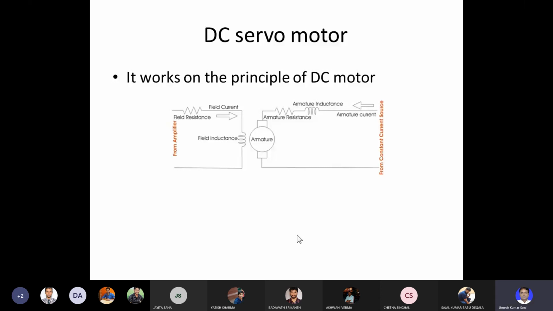So when we have a fixed armature supply, fixed voltage on the armature terminals, and whenever we change the field supply, depending on the magnitude of the field supply, there will be the rotational speed. Because for a fixed field supply, the armature voltage can be changed. So depending on the armature voltage, the speed can be changed.